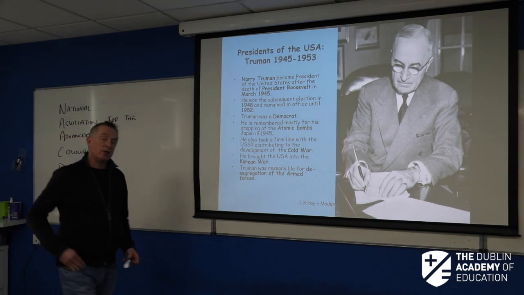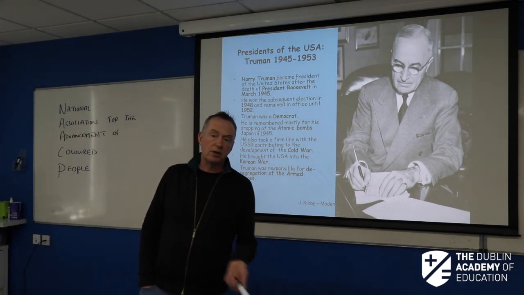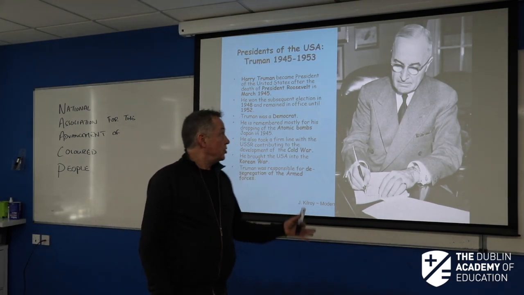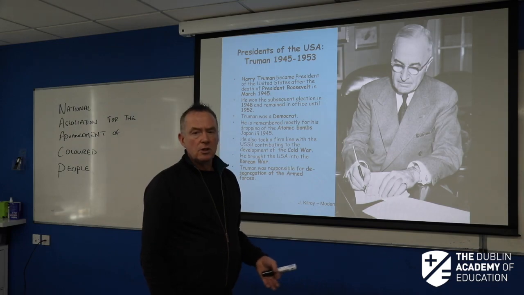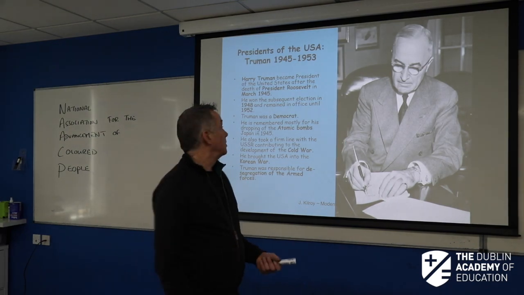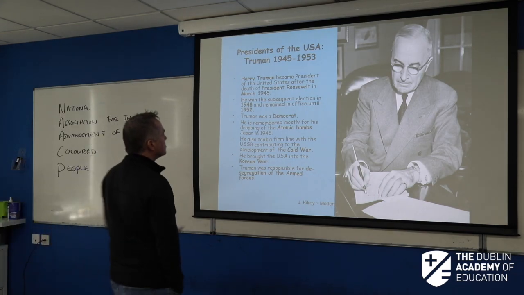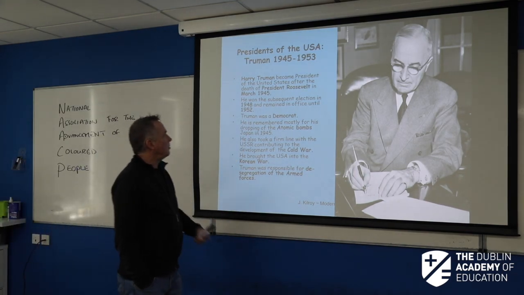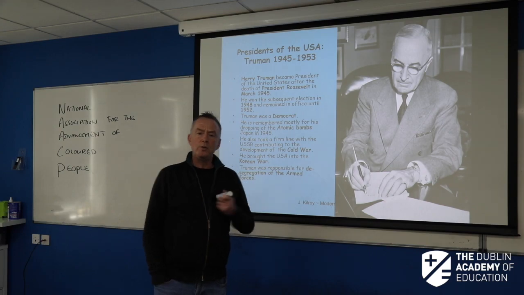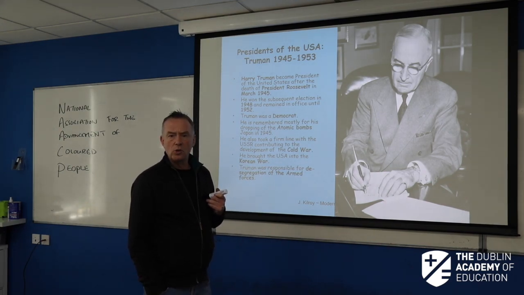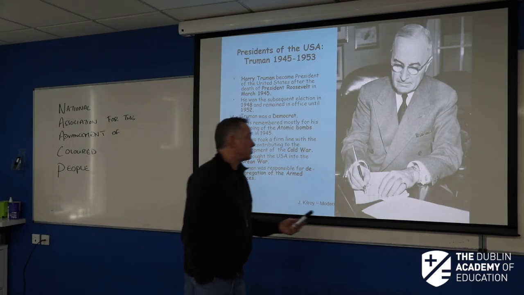And also presiding over a system of segregation in the southern states of the United States, which in this new modern world seemed ridiculously old-fashioned. He became President of the United States after the death of Roosevelt. He won the subsequent election in '48 and remained in office until '52 when he was gone, and he was replaced by his old wartime commander, Eisenhower of the Republicans. Republicans had been out of office for 20 years.